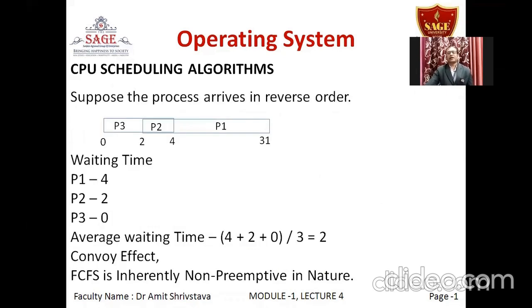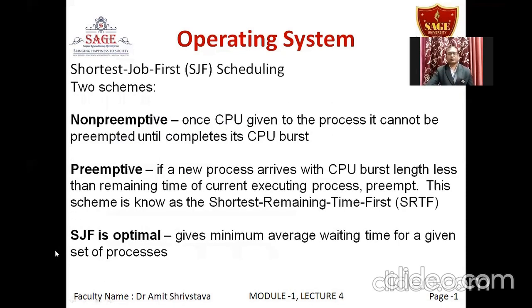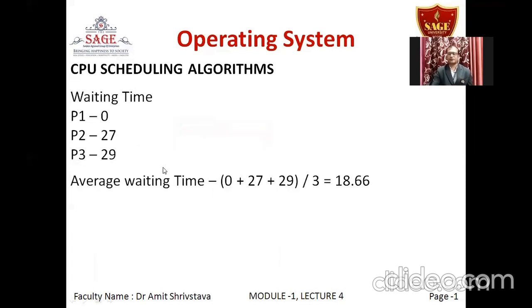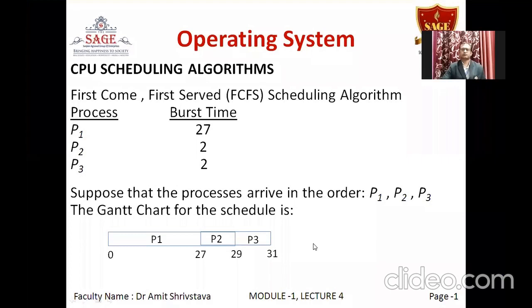Okay. The second property of FCFS is that it is inherently non-preemptive in nature. Now, what do we mean by non-preemptive in nature? There are two schemes which we follow: preemptive and non-preemptive. Now, let us look at this example.